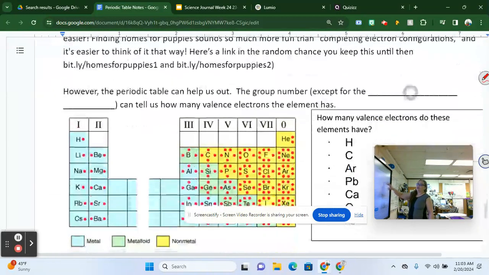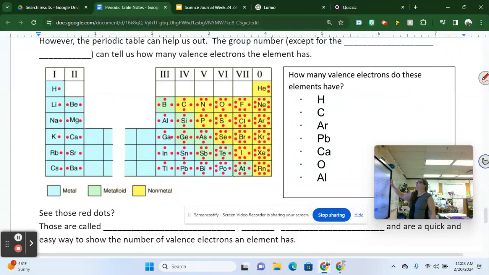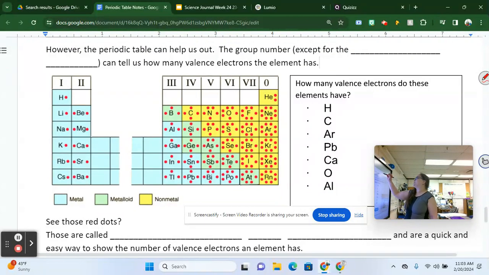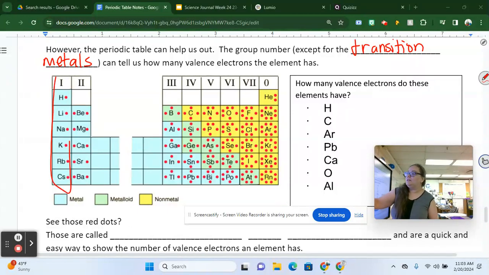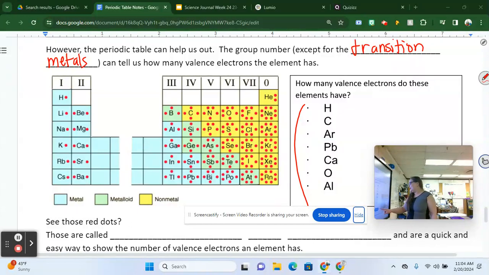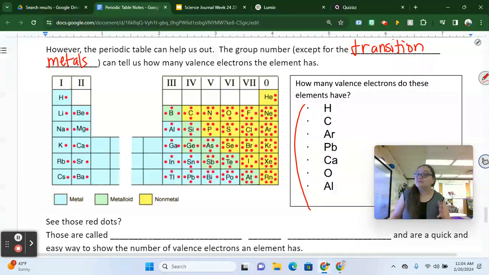All right, so the periodic table can help us out. The family number, except for the transition metals, because I've told you already, the transition metals don't follow the rules. The family number, besides the transition metals, can tell you how many valence electrons are in the element. So everything in family 1 has 1. Everything in family 2 has 2. Everything in family 3, 4, 5, 6, 7, 8. And family 18 has 8, except for helium, which of course has 2. So I want you to take a minute, please, and tell me how many valence electrons each of those has. Again, pause it.